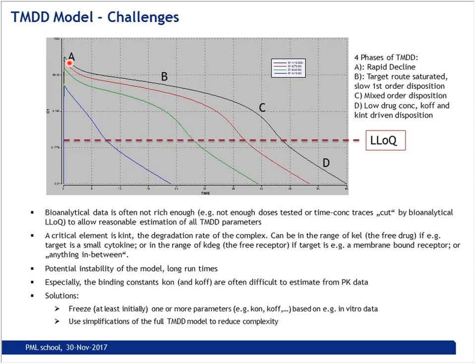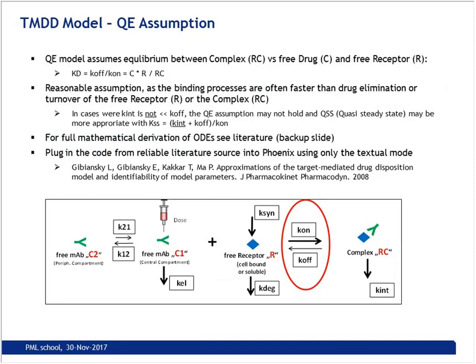Solutions to this have been that you freeze, at least initially, one or more parameters, e.g. K on, K off, based on assumptions that you have from, for example, in vitro data. Or there's massive literature out there on the simplification of these full TMDD models, and these simplifications always try to reduce the complexity of the models and make them more stable for fitting. So one of these approximations is the QE assumption, the quasi-equilibrium assumption.